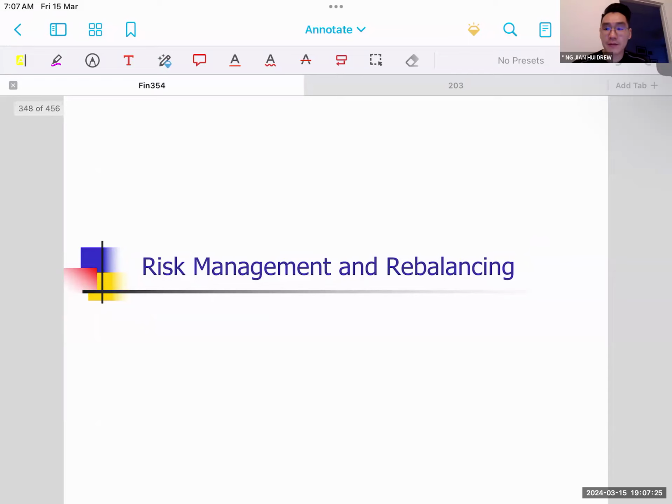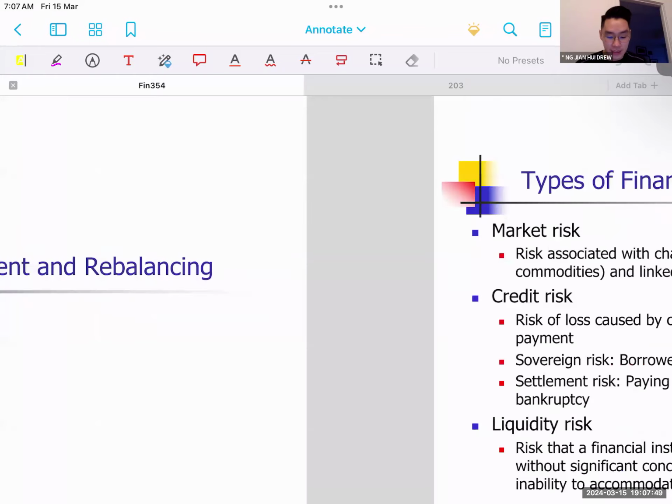Okay, so today what we are focusing on is risk management. We are going to look into some derivative products to manage risk. In particular, we'll cover things like forwards, options. Then we go into things like rebalancing. When do we need to rebalance our portfolio? What type of rebalancing are there? Right. So that's our main topic for today.